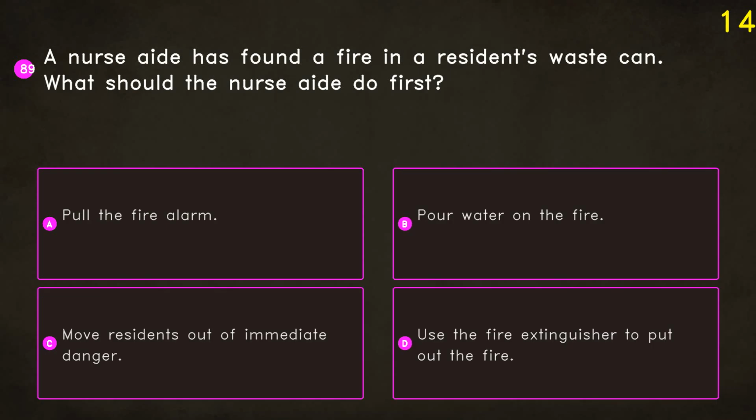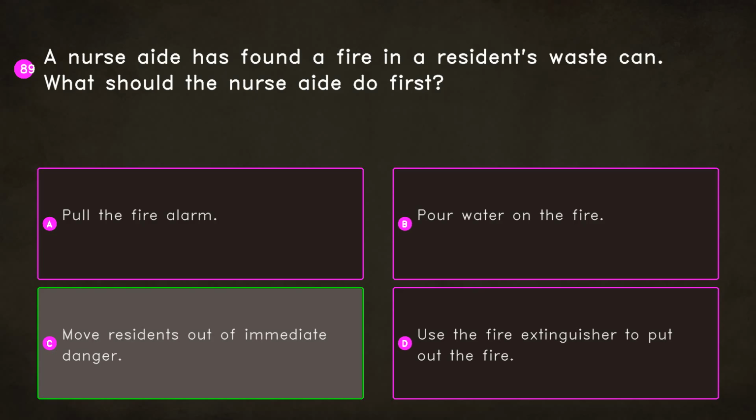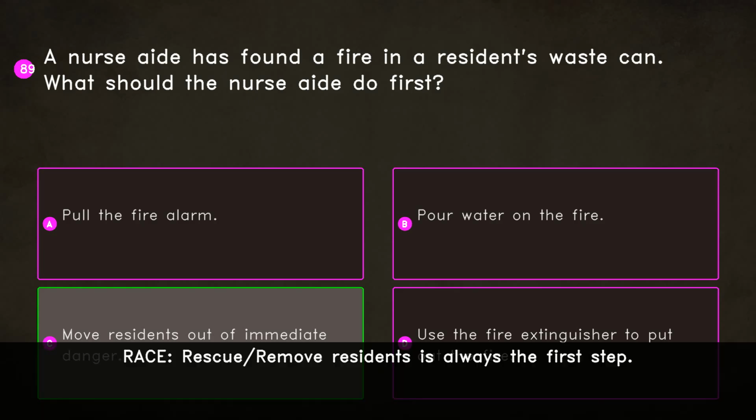Question 89. A nurse aide has found a fire in a resident's waste can. What should the nurse aide do first? A. Pull the fire alarm. B. Pour water on the fire. C. Move residents out of immediate danger. D. Use the fire extinguisher to put out the fire. The correct answer is move residents out of immediate danger. Rescue/remove residents is always the first step.